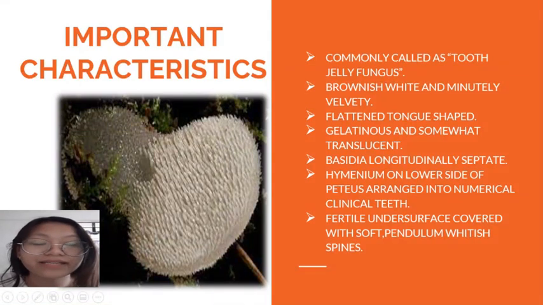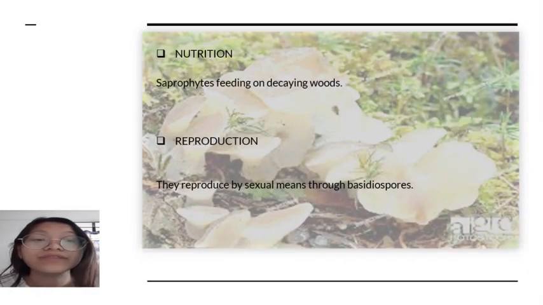brownish white and mildly velvety. They are flattened tongue in shape, and the basidia is longitudinally septate. The fertile undersurface is covered with soft pendulous whitish spines. They are mostly saprophytes, feeding on decaying woods, and reproduction is solely through sexual means, through the production of basidiospores.